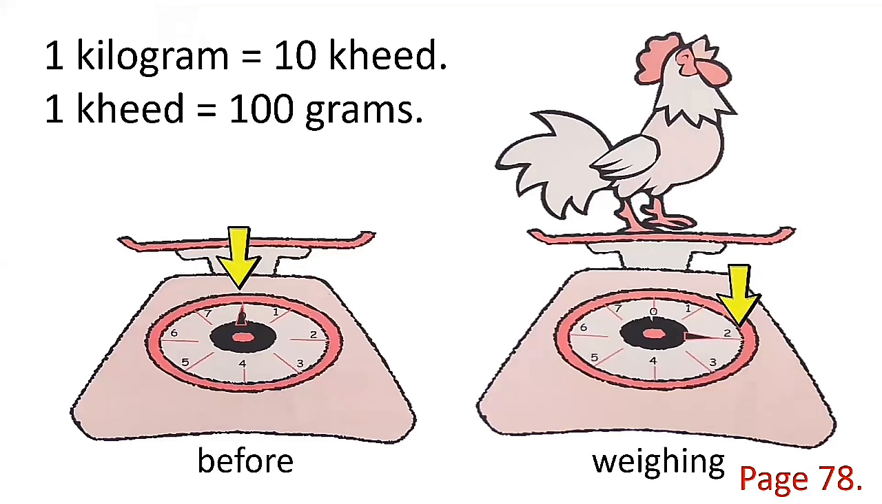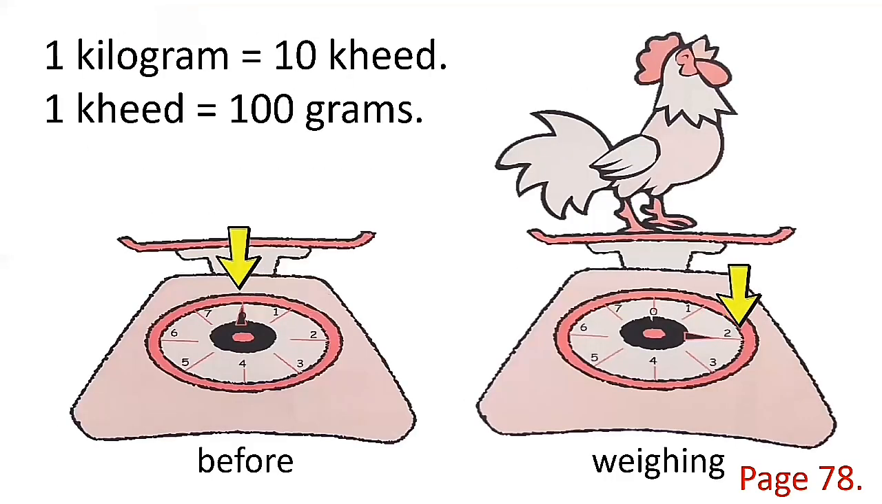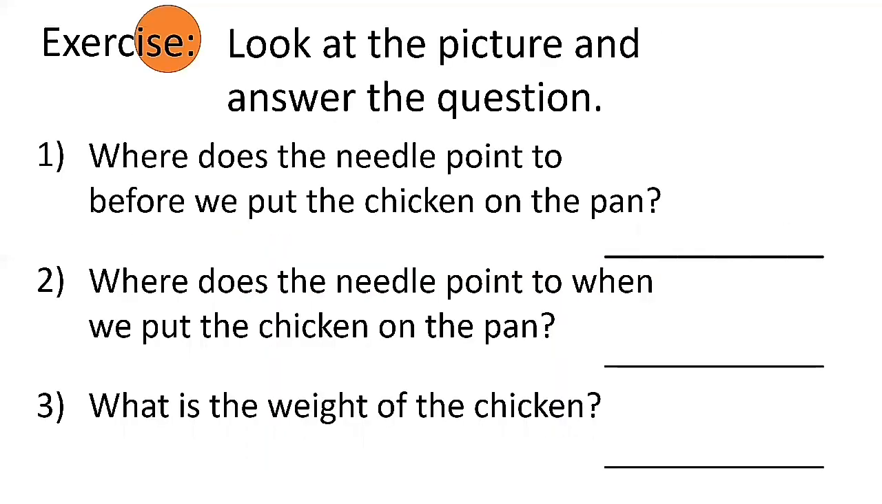Okay, so look at here. Before we put the roaster or the chicken, where does the needle point to? Okay, so the needle pointed to 0. Okay, that's easy. Number 2, where does the needle point to when we put the chicken on the pan?